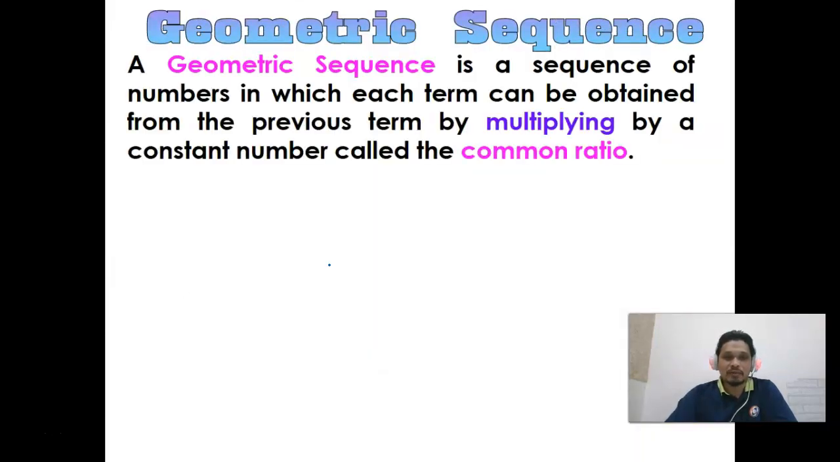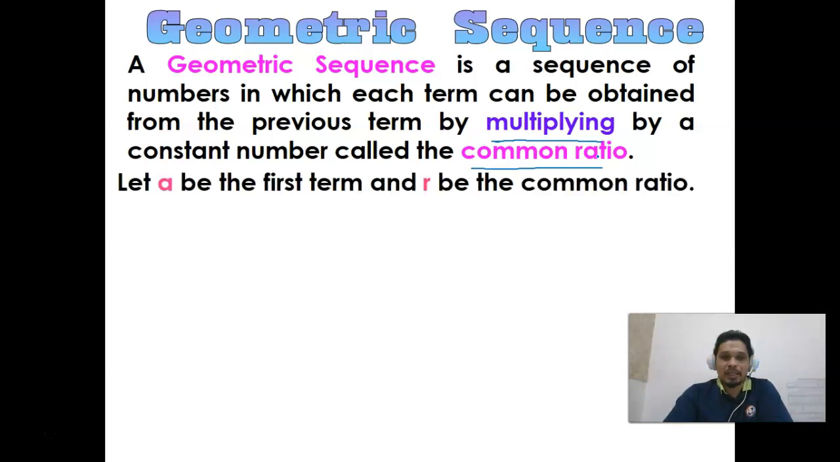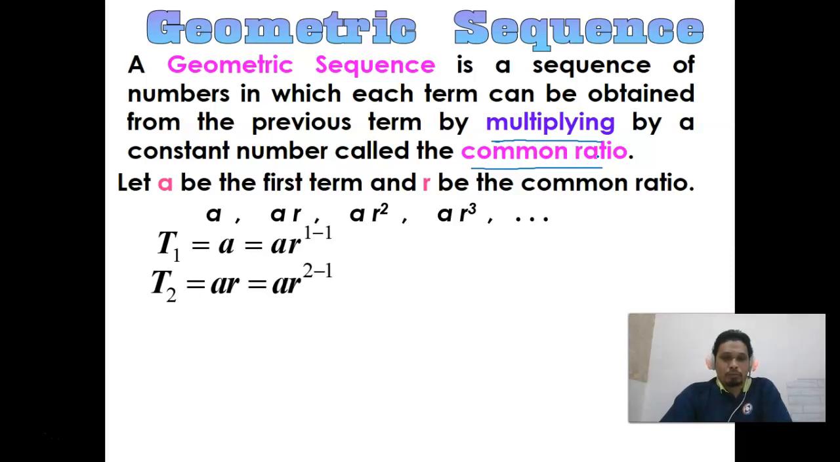A geometric sequence is a sequence of numbers in which each term can be obtained from the previous term by multiplying by a constant number called the common ratio. With your notes handout with you right now, please refer to the handouts too. Let a be the first term and r be the common ratio. So a times r squared, a times r cubed. So the first term, which is a, the second term, the third term, the fourth term.